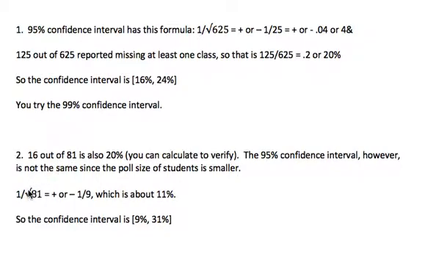So when you calculate this, 1 divided by square root of n, in this case, 81, that'll be plus or minus 1 over 9. 9 times 9 is 81, which is roughly 11%. So in this case, the confidence interval is 20% minus 11, 9%, and 20% plus 11, 31%. So in this case, the confidence interval is much worse than the above, which is 16 to 24. All right, you guys can do likewise here, the 99% confidence interval, just for practice to get this down.